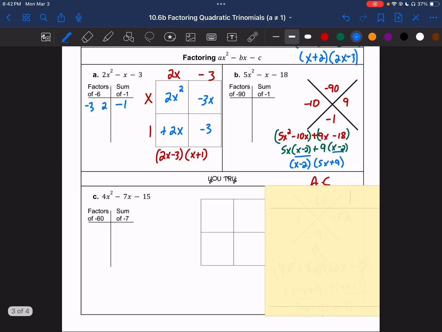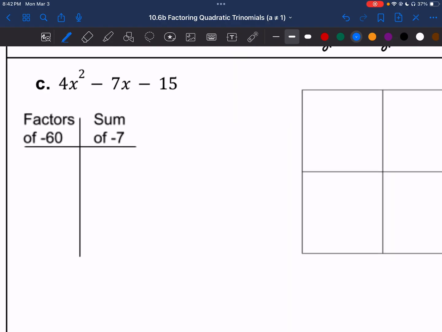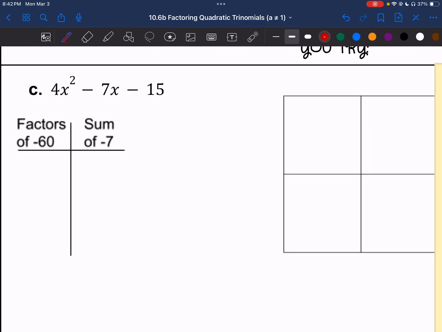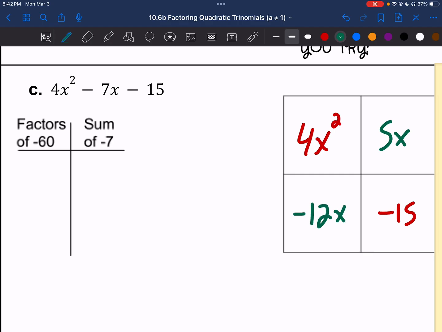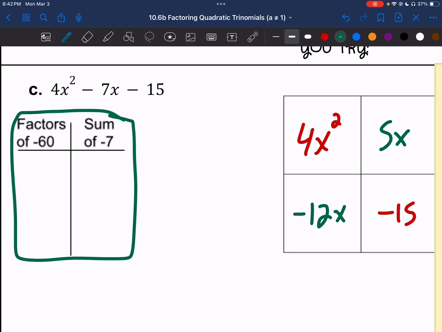All right, letter C, you try this problem. Go ahead and get started on it on your own, and then check your work against mine. Again, I'm going to work the box method live, and then I'll walk you through some pre-written material for our factoring by grouping method. So first off, 4x squared goes in our top left box. Negative 15 goes in our bottom right box. And I need to find factors of negative 60 that add up to negative 7. It's going to be 5x and negative 12x.